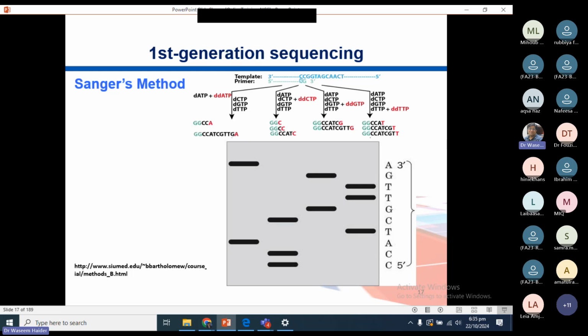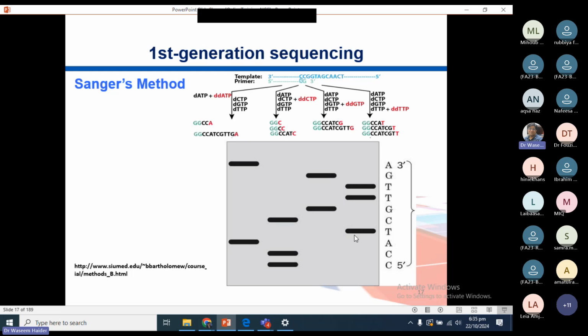So in real life, we have the gels and we scan them. Initially we used to rely on eyes, right? So you needed to rely on your visual instincts, your eyes.